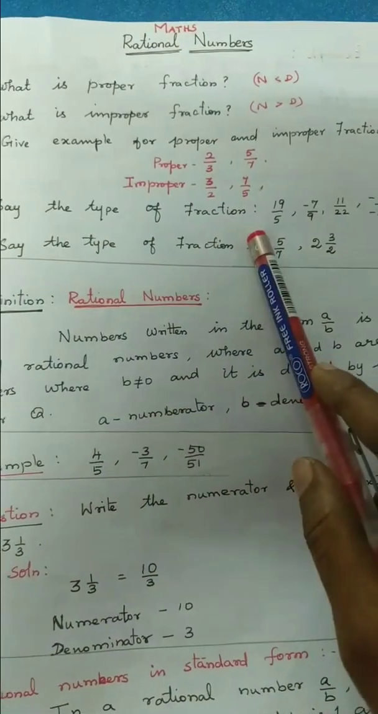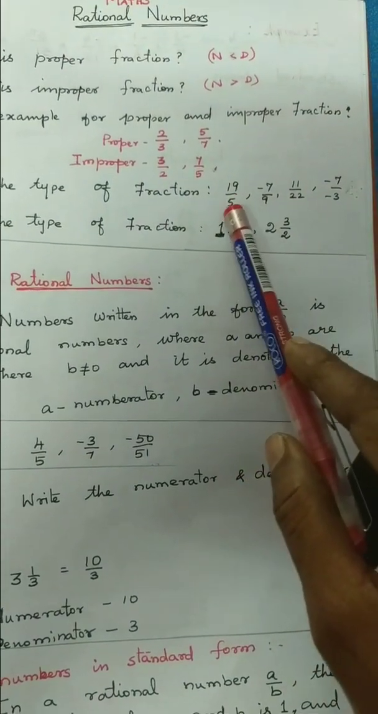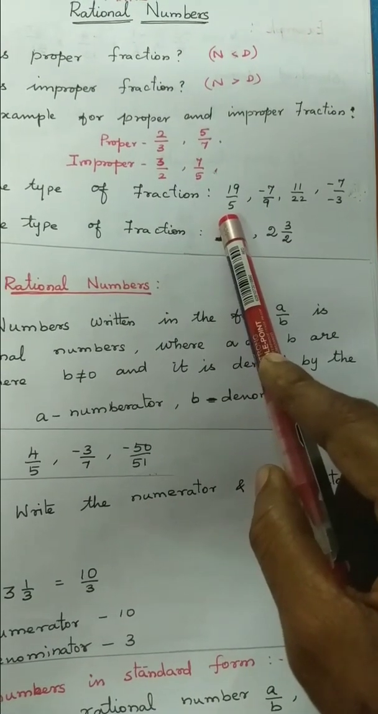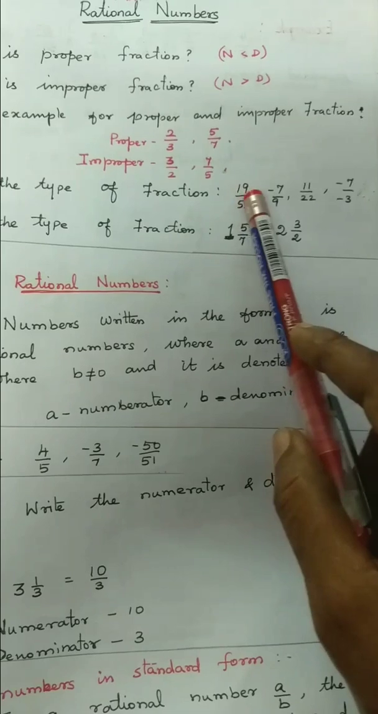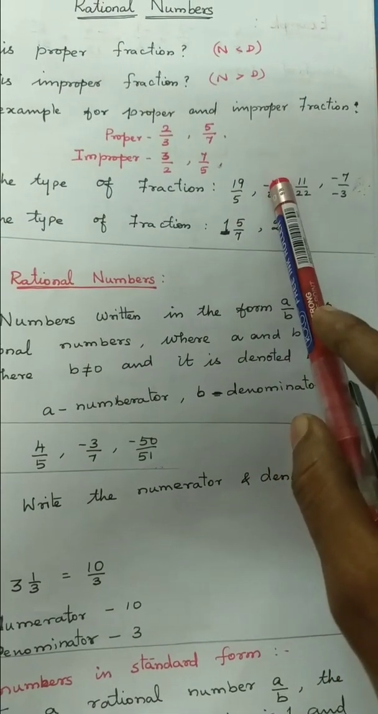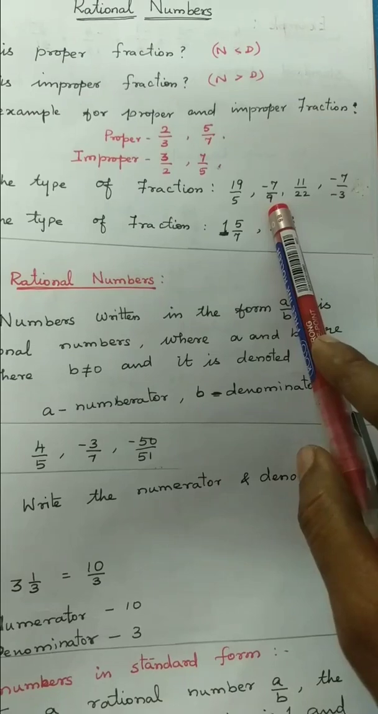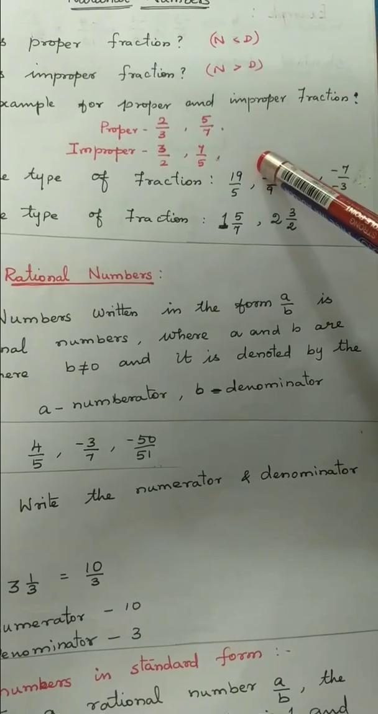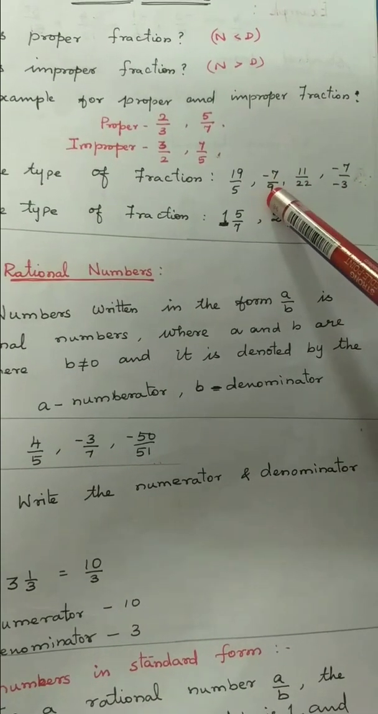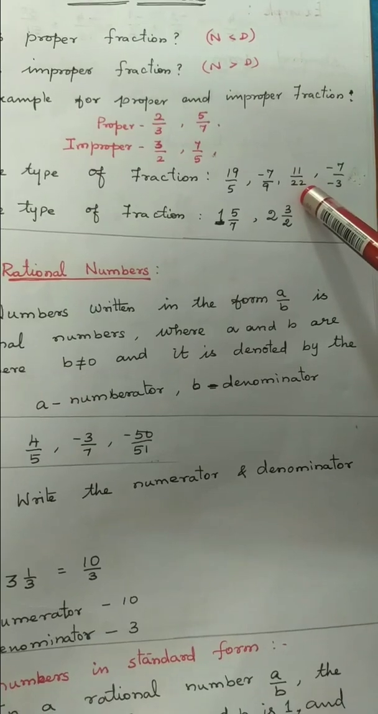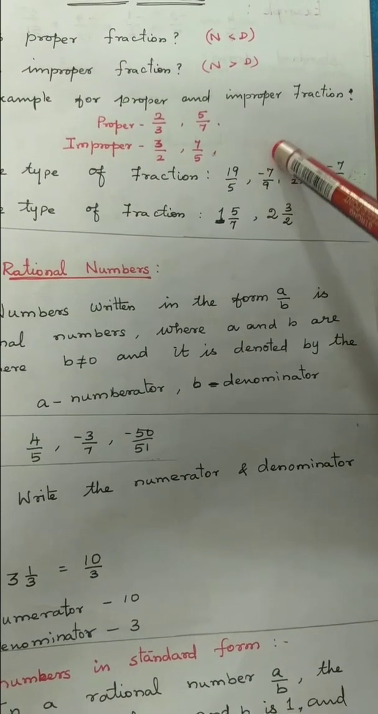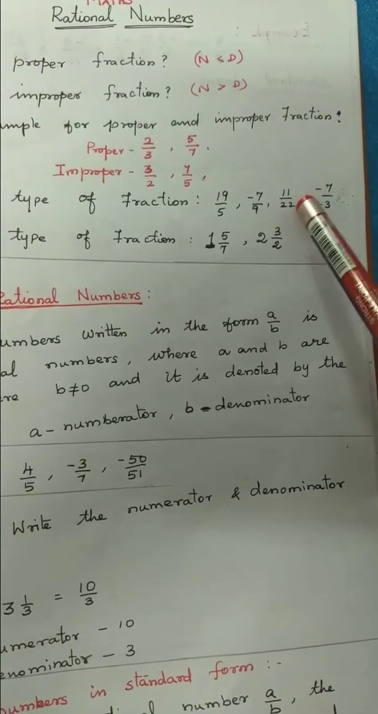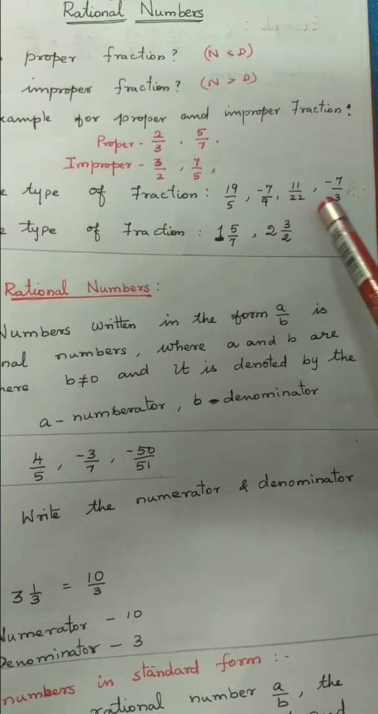Say the type of fraction. 19 by 5 is an improper fraction because the numerator is greater than denominator. Then minus 7 by 9. Yes, it is a proper fraction because the numerator is less than denominator. Then 11 by 22. Here also the numerator is less than denominator. So this is also proper fraction.